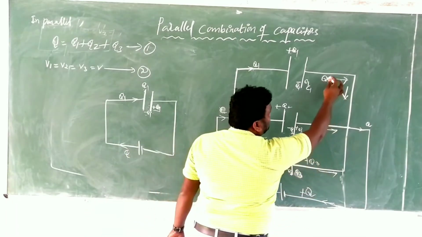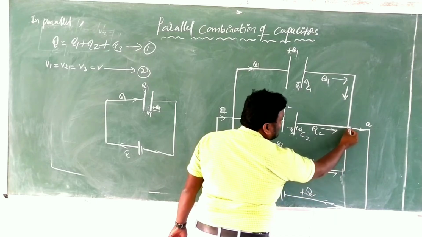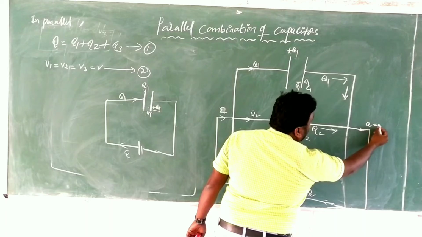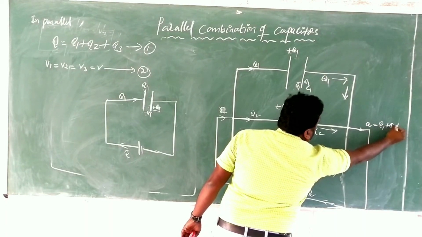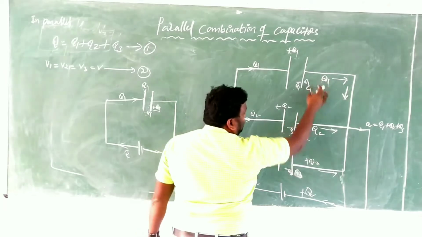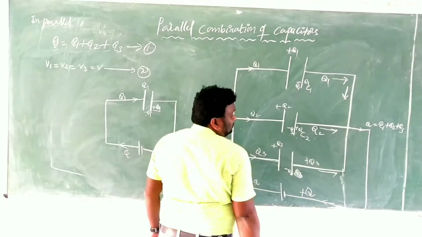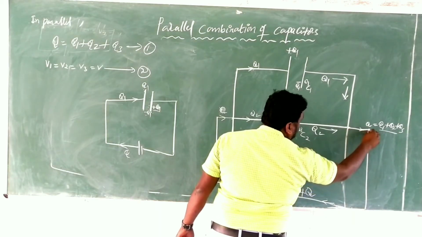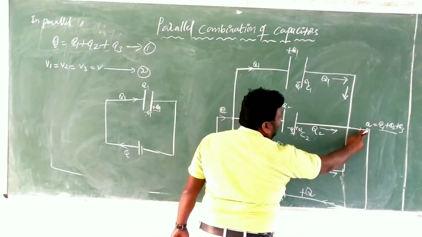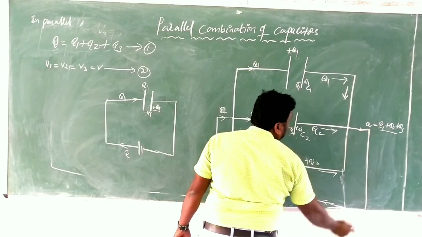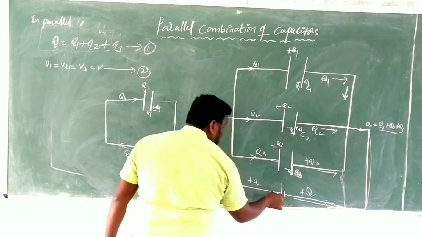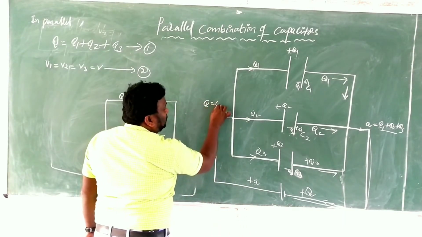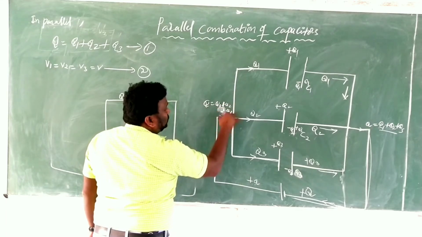Clear? Again this Q1, Q2, Q3 reaches this point. At this point, according to Kirchhoff's laws, yes, Q1, Q2, Q3 enter into the junction. The amount of charge entering the junction equals the amount of charge leaving. That's why here Q is equal to Q1 plus Q2 plus Q3, and again that should go like this. So here also the same thing. At this point Q is divided into Q1 plus Q2 plus Q3.